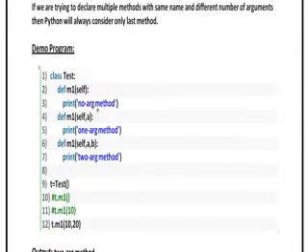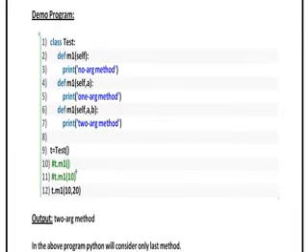So let us see the program. Here I have taken a class called Test. Here I have defined m1 with no argument, and I have defined again m1(self, a) with one argument, and m1(self, a, b) with two arguments. Next I have written t = Test(), and I have called t.m1().